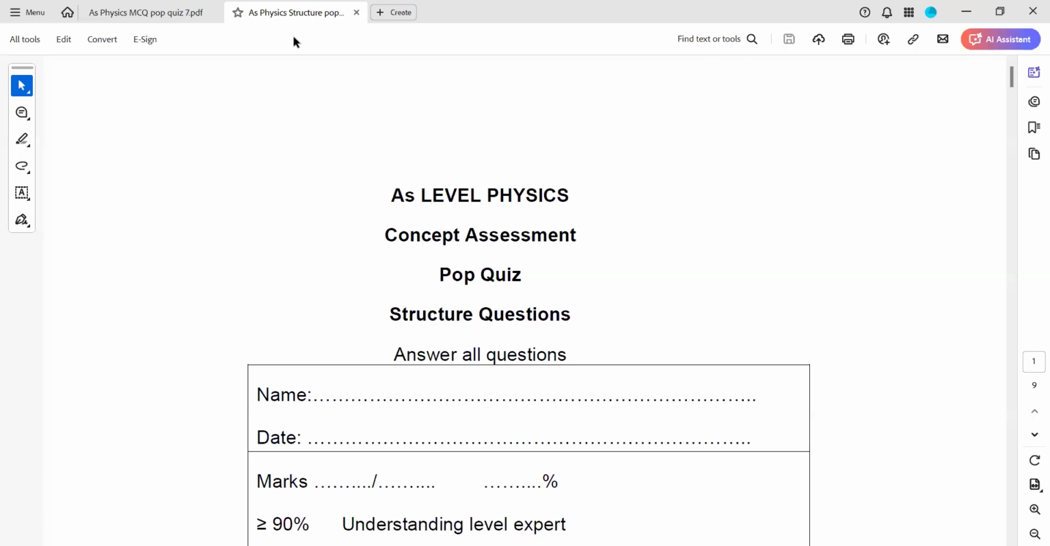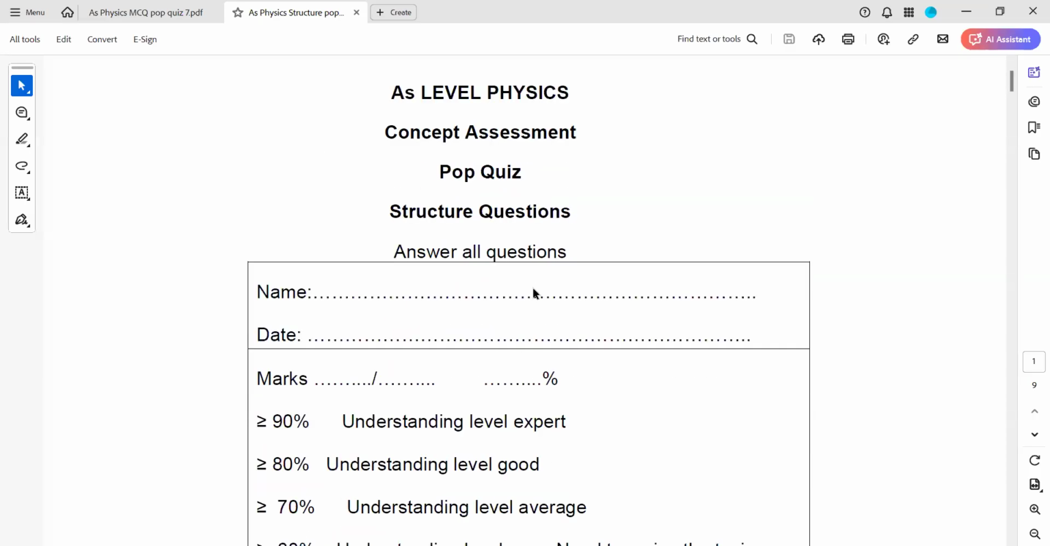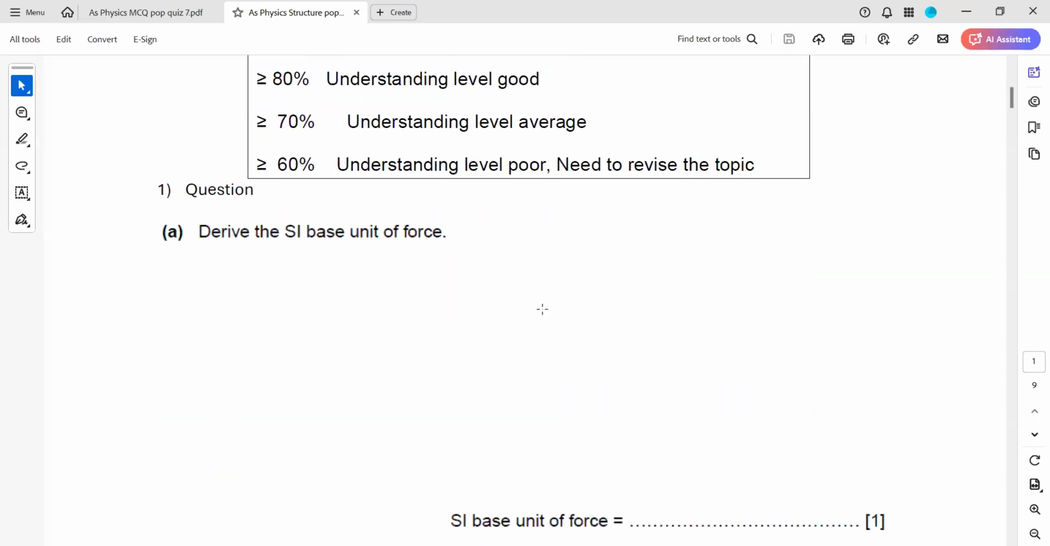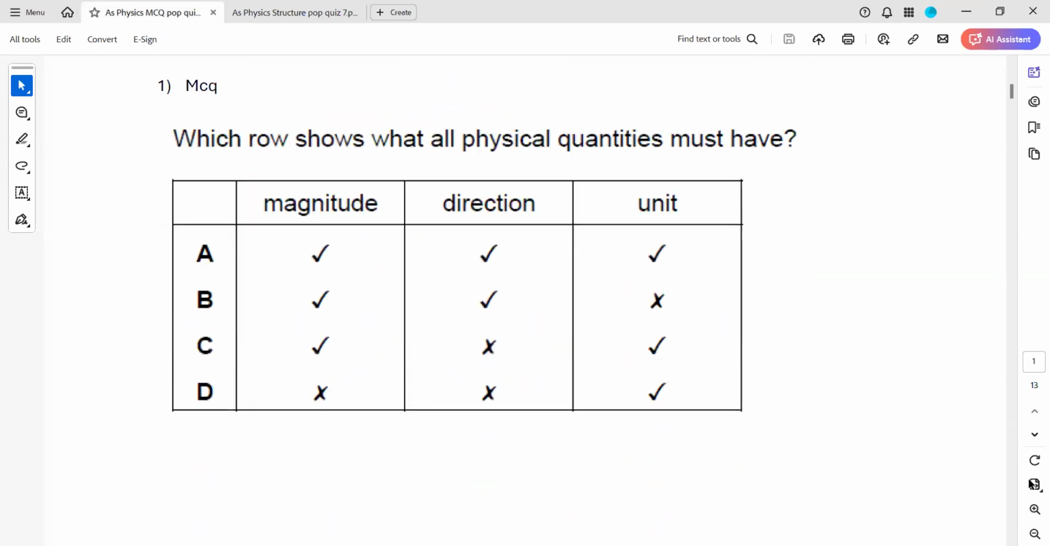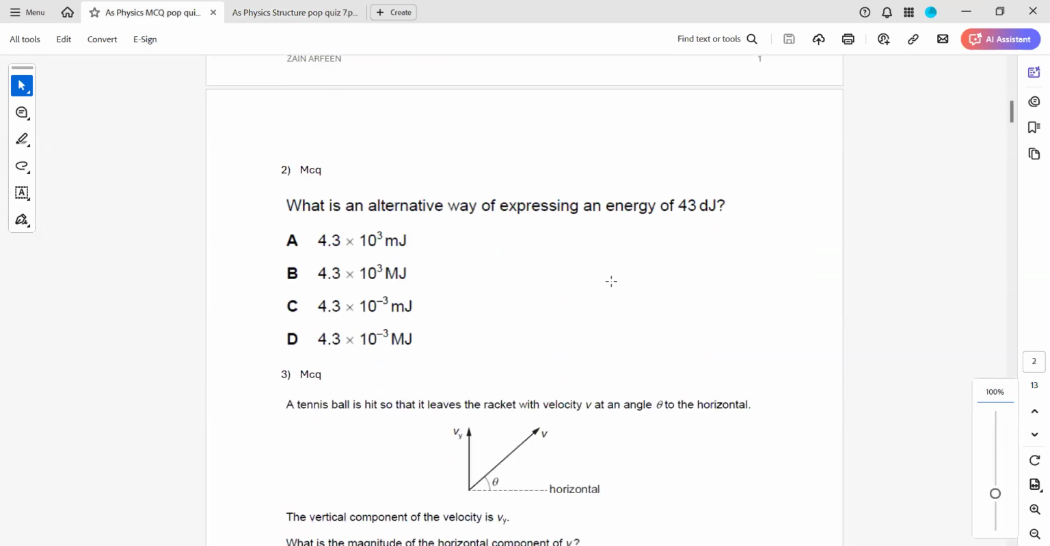So you can ask your doubts. This was pop quiz 7, the MCQs pop quiz 7. This is the MCQs pop quiz 7. If you have a doubt in question 1, question 2, any doubt?